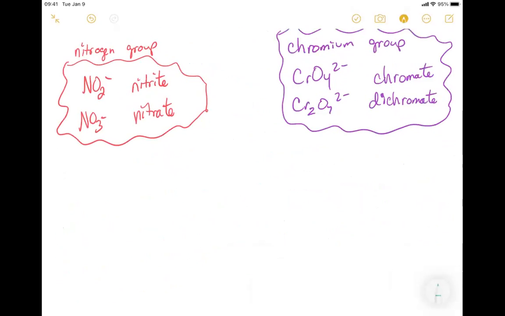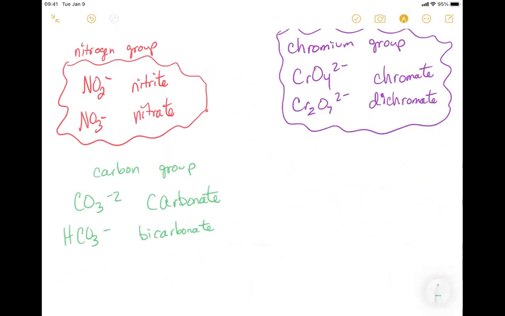Next group is also only 2. I'm going to call this the carbon group. We've got CO3, which is minus 2. This is carbonate. And we've got HCO3 minus. And again, when you add one hydrogen, you can write it 2 ways. You can say bicarbonate or hydrogen carbonate. Again, totally up to you, whichever one you like to use.